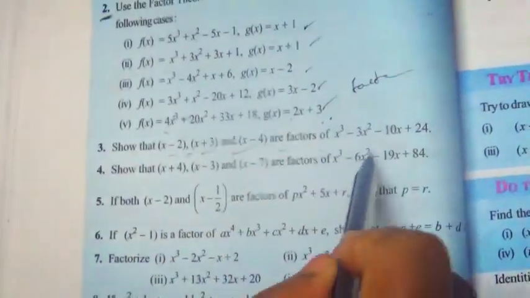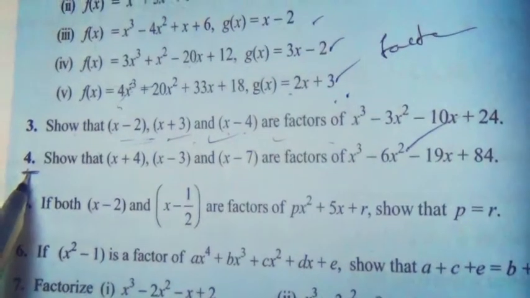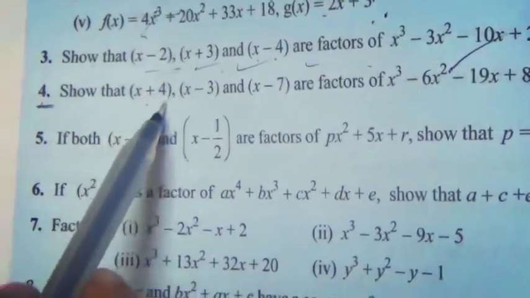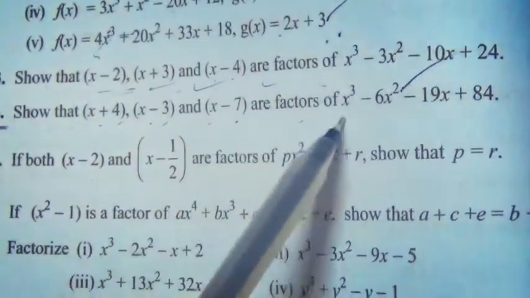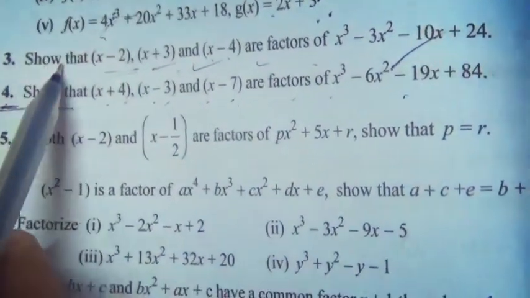Hence in this given sum, all are factors of the given polynomial. Okay, just like that you have to do this. You just do the fourth sum also. Show that x plus 4, x minus 3, x minus 7 are the factors of this given polynomial. You just do this on your own, just like the above sum.